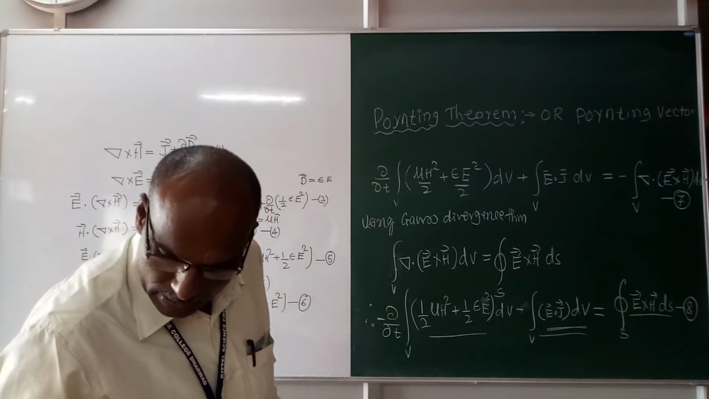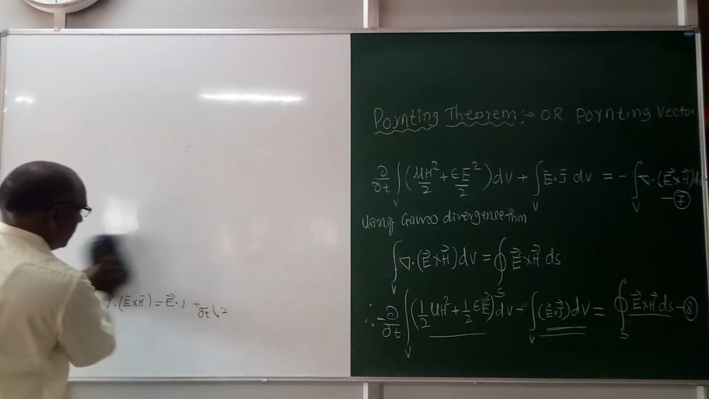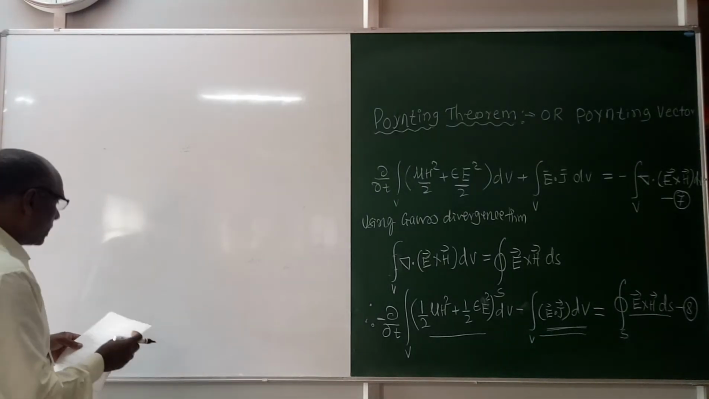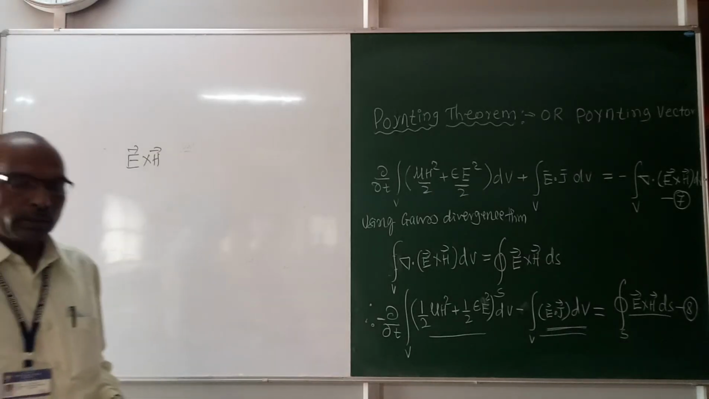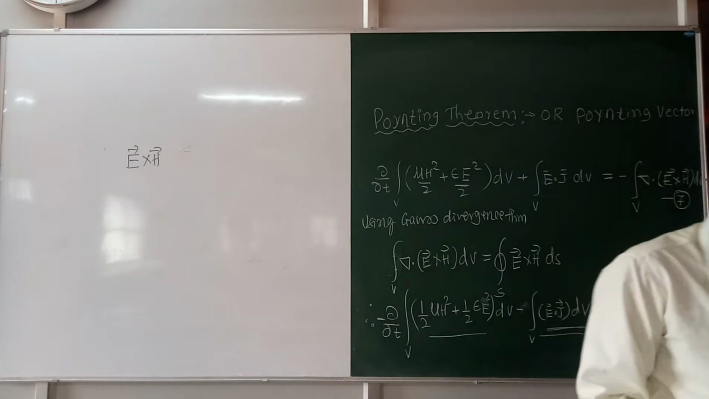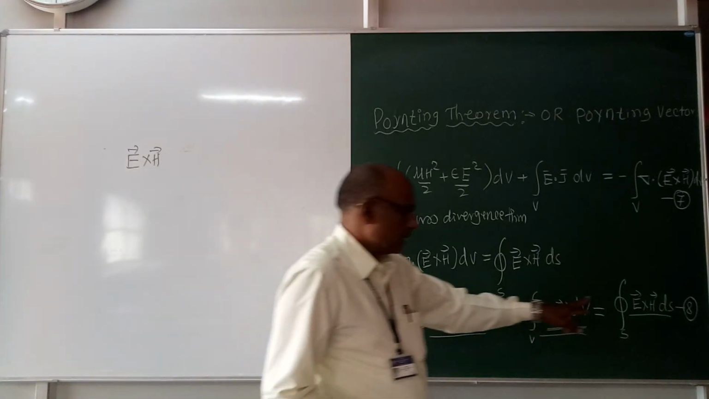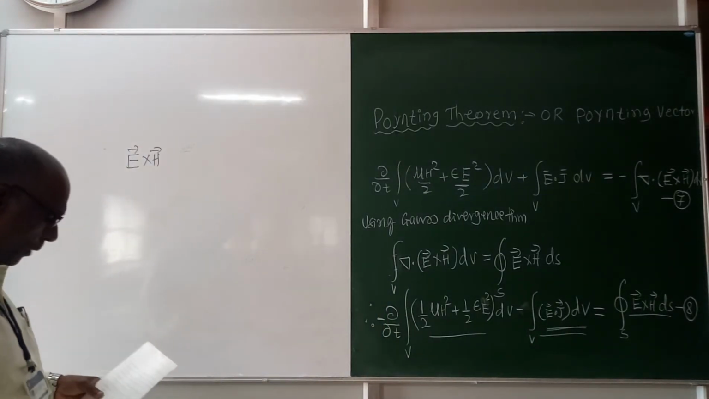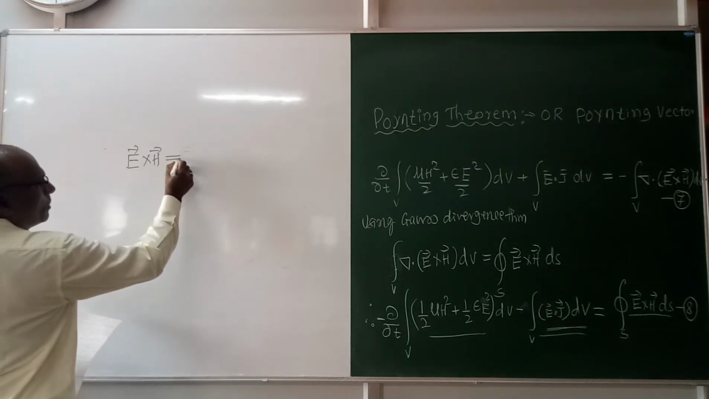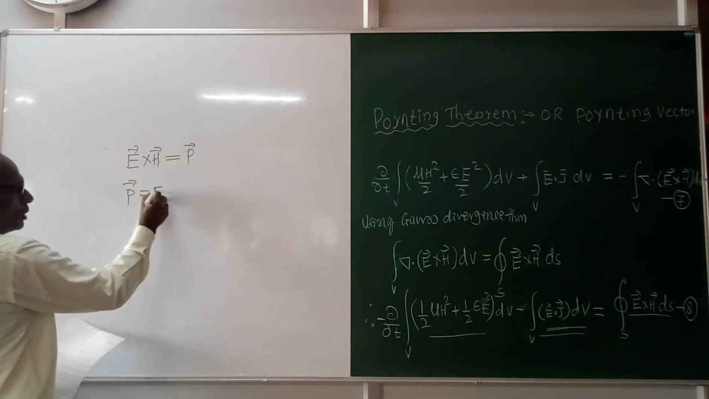Now, to say something about equation number 8, we got what is called E cross H. This term E cross H gives us the rate of flow of energy through unit area enclosing volume V, and this is represented by the vector P, called the Poynting vector. I can write P is equal to E cross H.